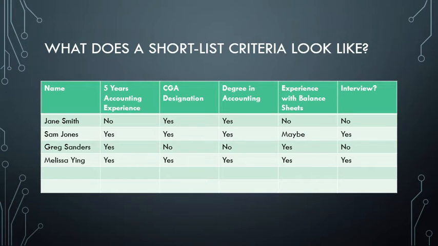So here's a sample of a shortlist criteria. What this shows is the education, the work experience, and the special skills required. You can see that it's very systematic. We've got the individual's name listed to the left, and whether or not we want to call them for an interview listed on the right.